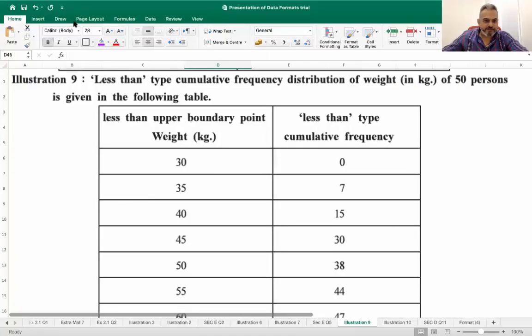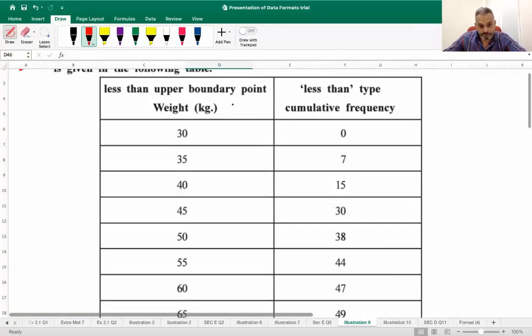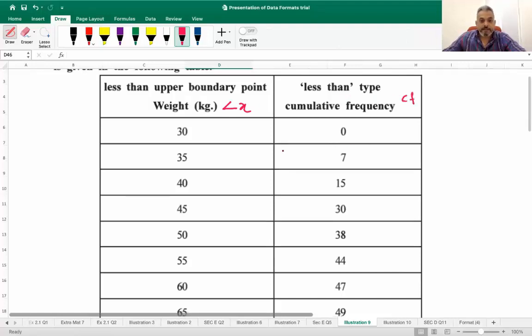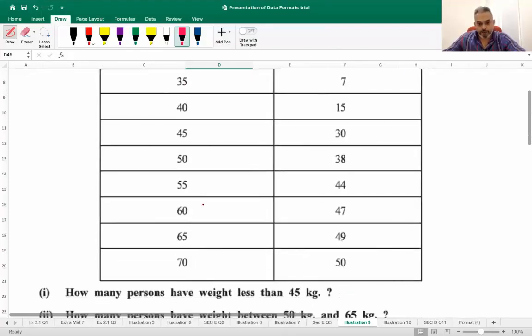We'll be doing illustration 9 from the textbook. Very important. Now, a less than cumulative frequency distribution of weight in kg of 50 persons is given in the following table. Less than cumulative frequency is given. So 30, 0, 35, 7, 40, 15, so on and so forth.